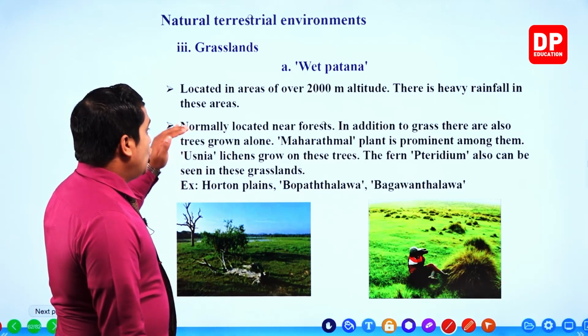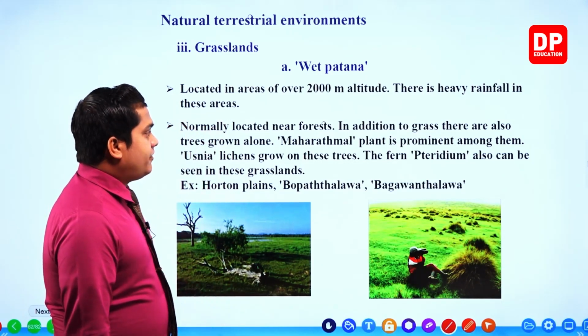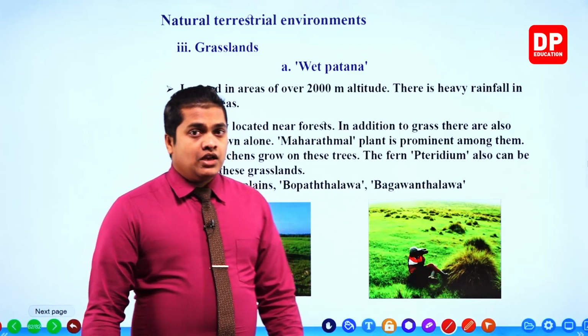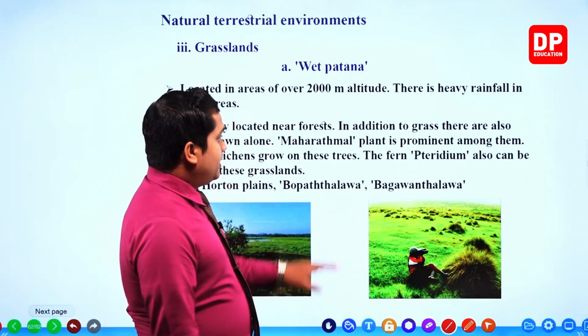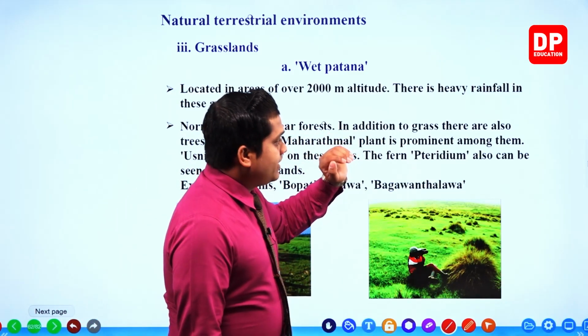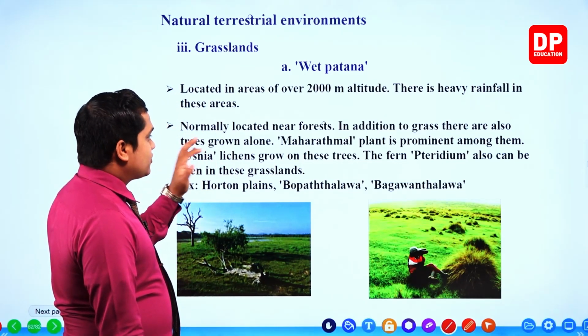Next one given. Normally located near forest. These are normally located near forests. Then in addition to grass, there are also trees grown alone.